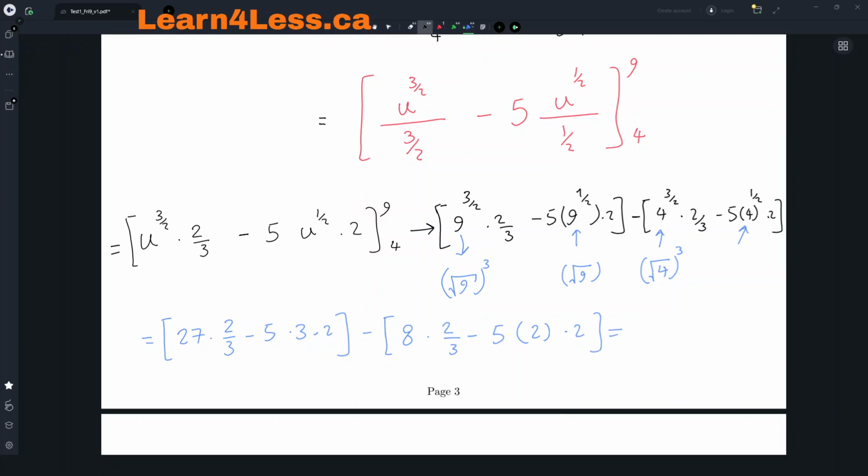Let's see if we can simplify anything here. So I can reduce this 3 and 27. It becomes 9. And 9 times 2 is 18, minus 5 times 3 times 2, which is 30. That is what I get when I plug in the upper bound, minus when I plug in the lower bound: 8 times 2 over 3. Okay, I cannot simplify these two, so I just have 8 times 2 is 16. So 16 over 3 minus this product, which is 20.